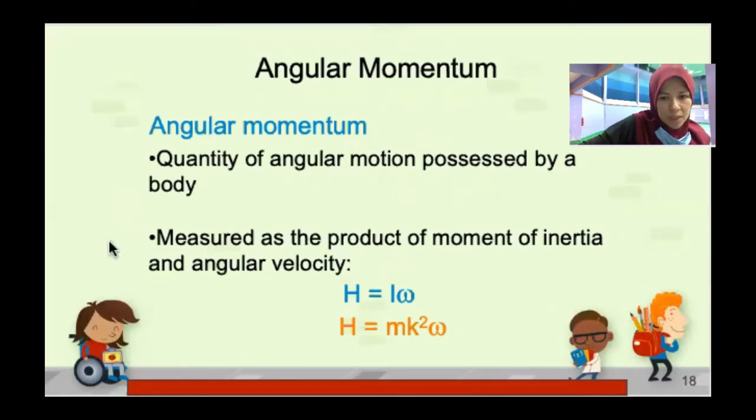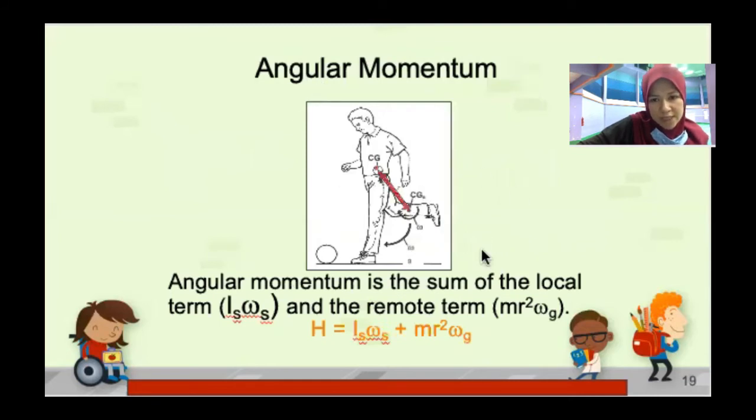Okay, so the angular momentum is referred to as H equals to inertia times angular velocity. So what we can see here is angular momentum is the sum of the local term, okay, inertia, I, and omega, and the remote term is m r squared omega. Okay, so this is the center of gravity, whereby the distance to the center of gravity is directed to the gastrocnemius, and this is the angular velocity that will kick the ball. Okay, so this is the gravity.